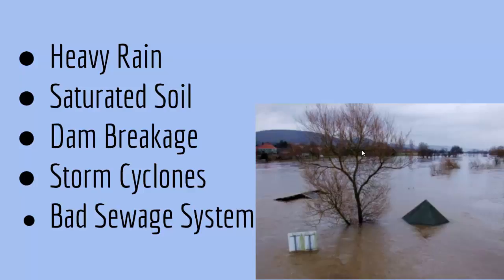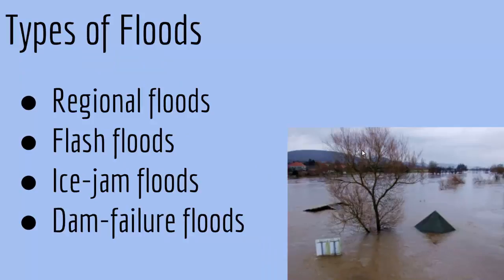So either due to heavy rain, saturated soil that is full of water and cannot take any more water, or dam breakage, or storm cyclones, or eventually a bad sewage system, flooding can occur. All these reasons and many others that are not listed can cause flooding and overflow of water in a particular area. So how many types of floods do we have?